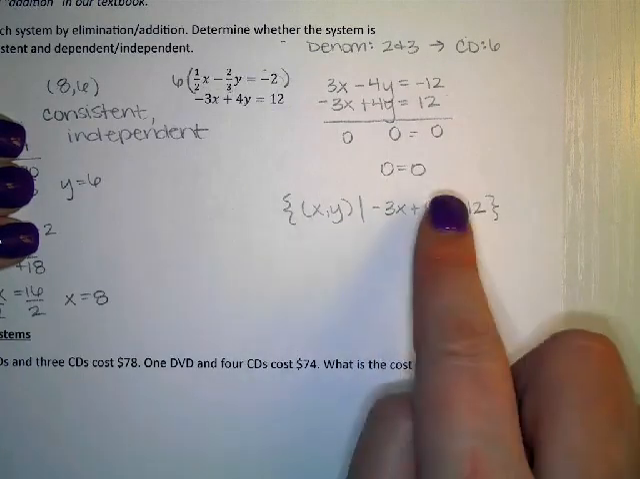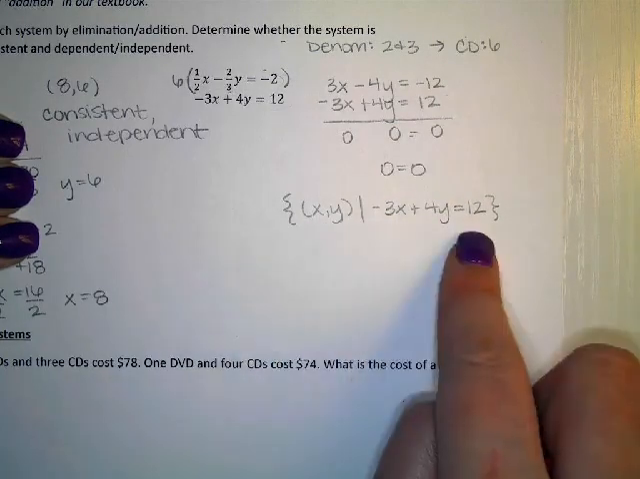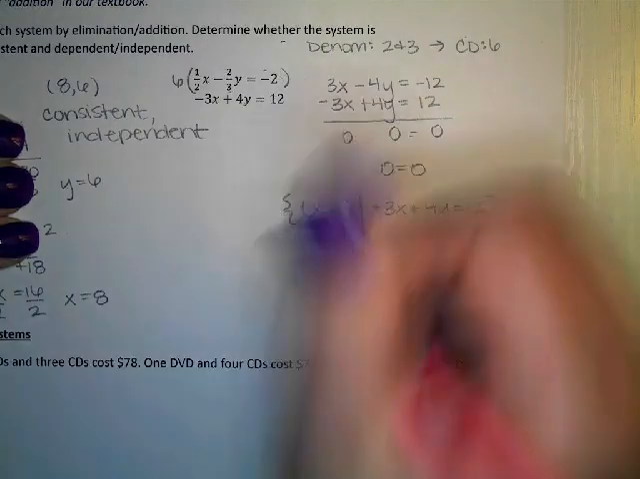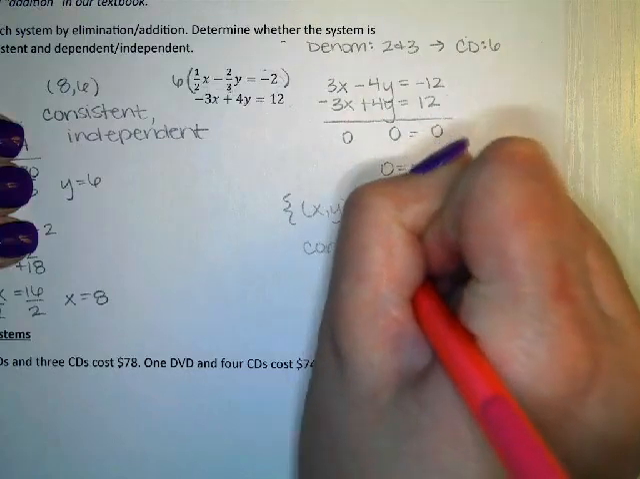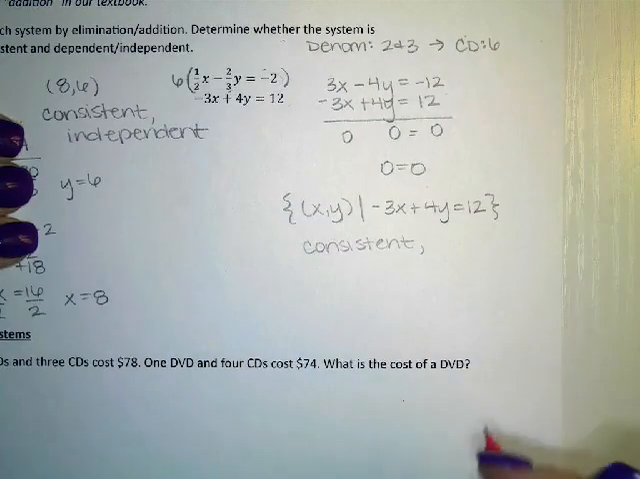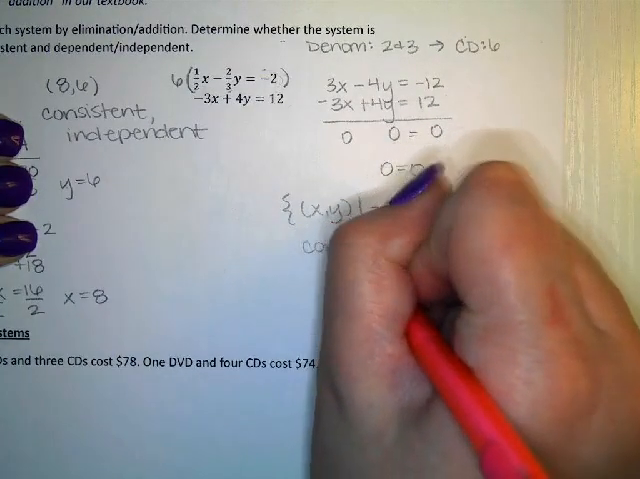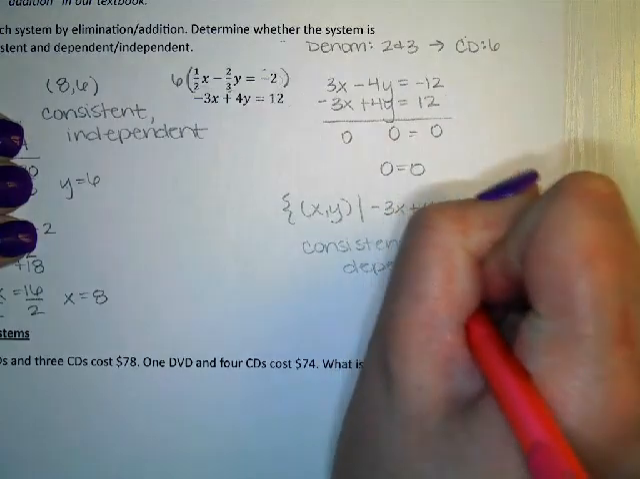So here we have a consistent system because there are some solutions, at least one. And then we have a dependent system because it's more than one. It's not exactly one, it's infinitely many.